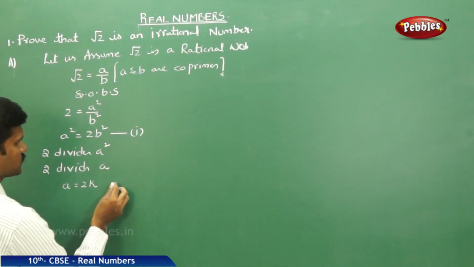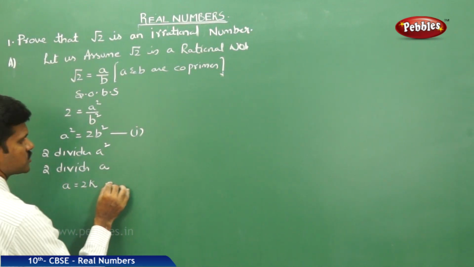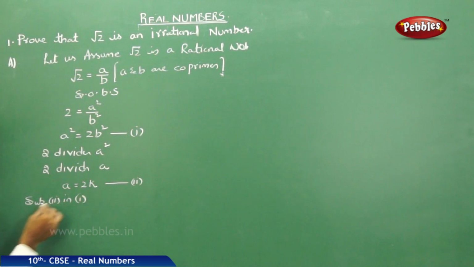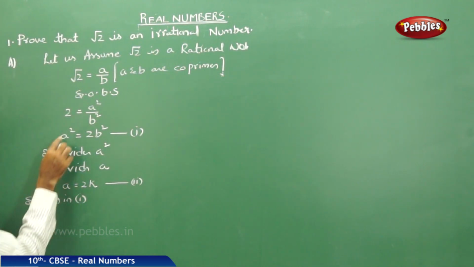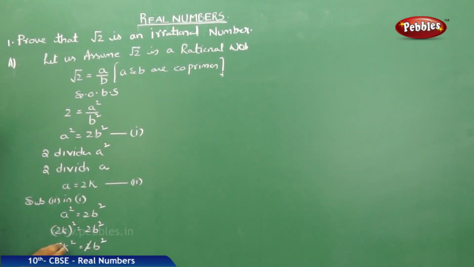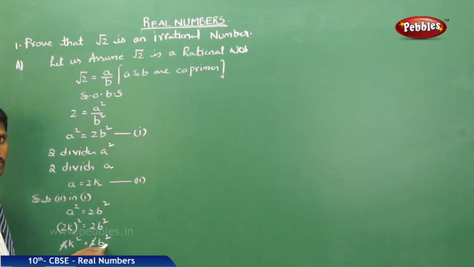Now substitute a is equal to 2k. This is equation 2. Now substitute equation 2 in equation 1. In place of a, that is a square is equal to 2b square, a nothing but 2k whole square is equal to 2b square. That is 4k square is equal to 2b square. Therefore 2 cancels 2 times. 2k square is equal to b square.